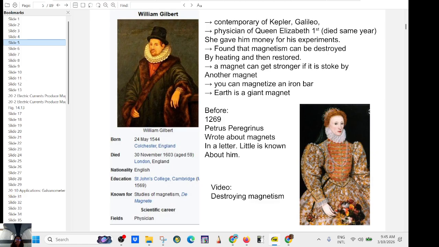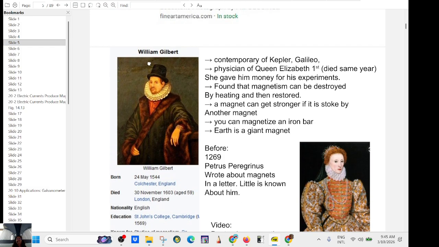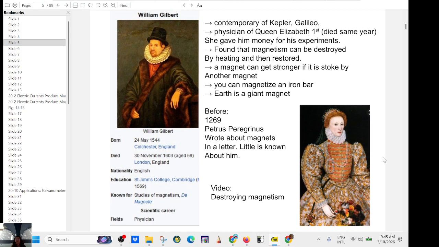That was a book written by William Gilbert, very famous. He wrote about magnetism, and he did many experiments about magnetism. And he was so famous because he was a physician of what's this very famous queen? Yeah, Elizabeth I, right? It's a great story.